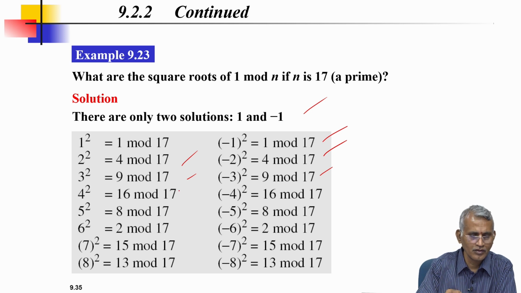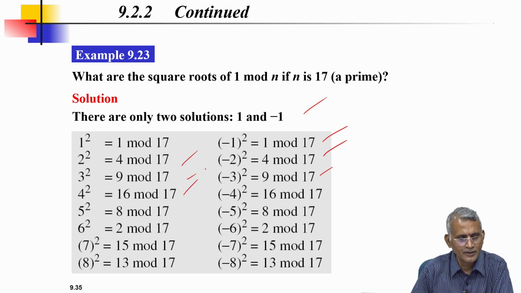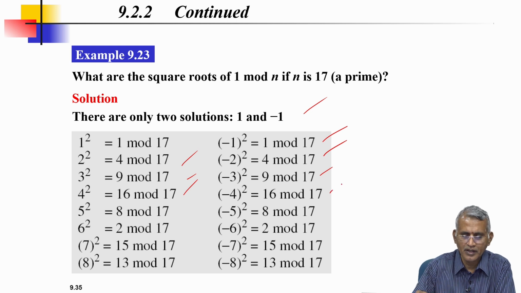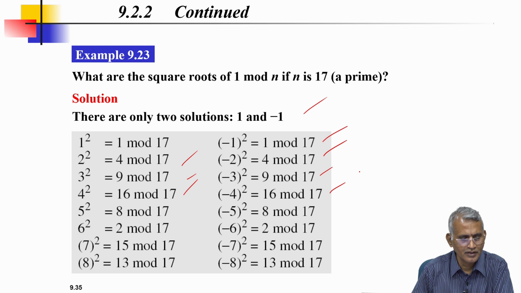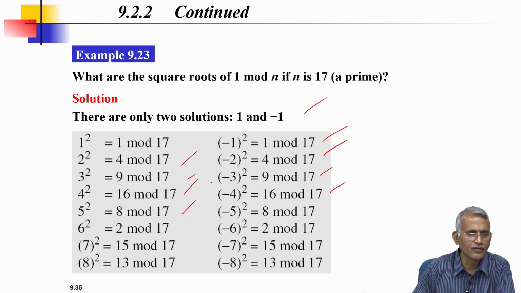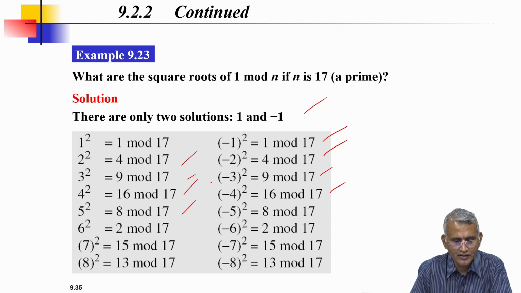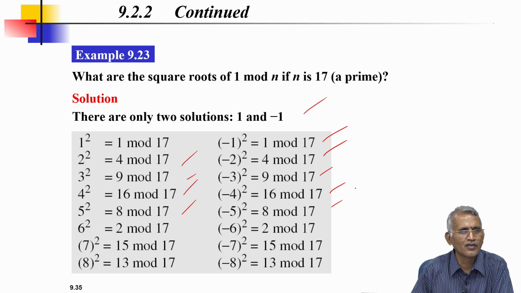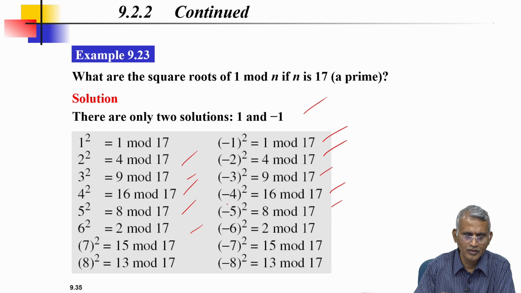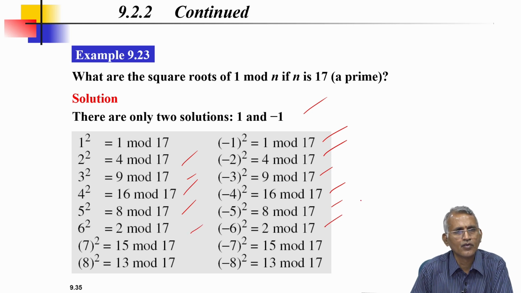4 square is 16, because it is less than 17, therefore 16 only will come. Similarly for minus 4 square. 5 square is 25, 25 divided by 17, the remainder is 8, therefore it becomes identically equal to 8. Similarly for minus 5 whole square. Then 6 square is 36 divided by 17, and the remainder is 2. Similarly, minus 6 whole square, and the remainder is 2.